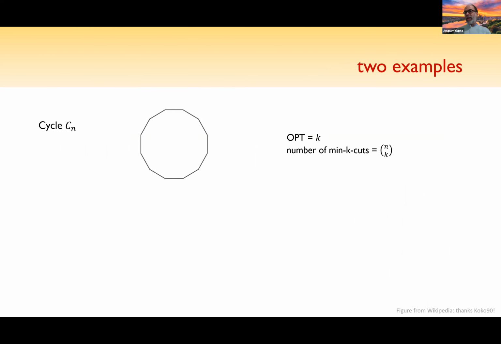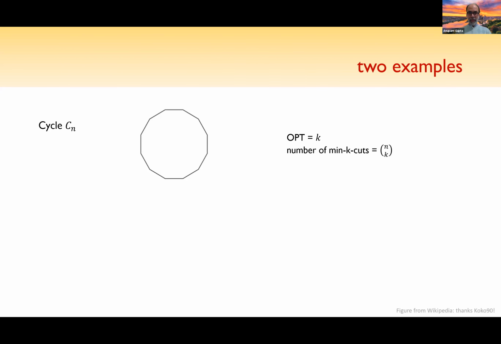So here are two examples, perhaps useful to keep in mind. I give you the cycle, an unweighted cycle, and I ask you to break it into k pieces. What you're going to do is cut k of the edges. And so the optimum is k. And in fact, the number of min cuts is n choose k. You can choose any k of the edges.